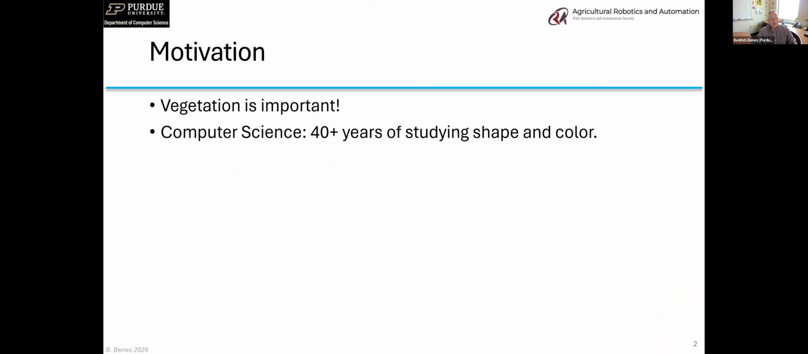So vegetation is important, and I am coming from the viewpoint of computer science, not from the viewpoint of biology. And interestingly enough, in computer science, we have studied shape and color of plants for more than 40 years. It's probably getting close to 50. So there were many algorithms that were trying to capture how plants grow, how they change color. There were algorithms for physics simulation and so on. So we are definitely not starting from scratch. And if you want to work in this field, there is a lot to study and a lot to learn.